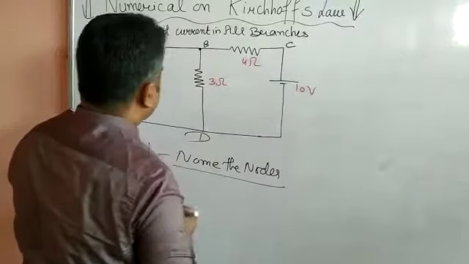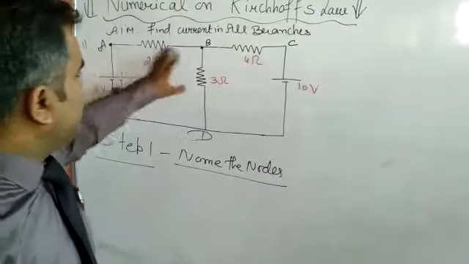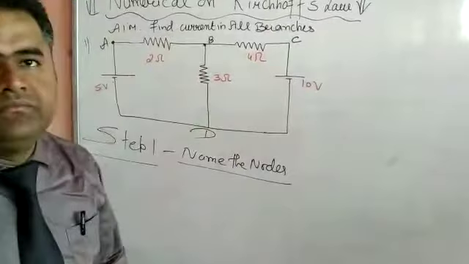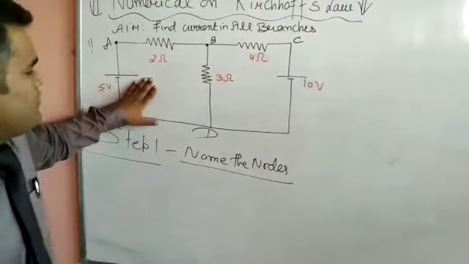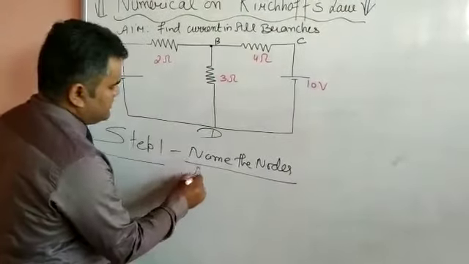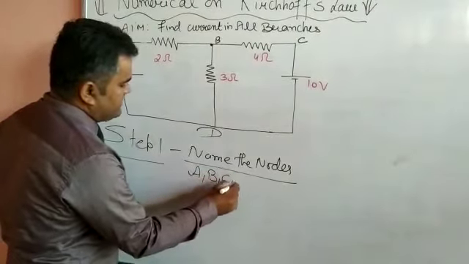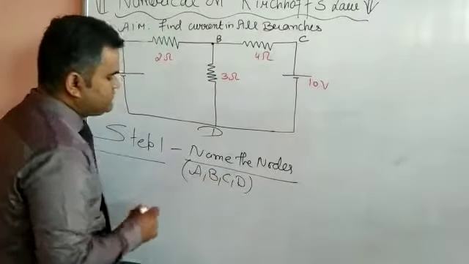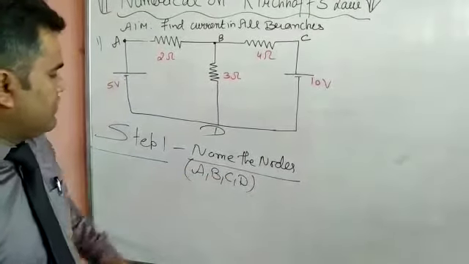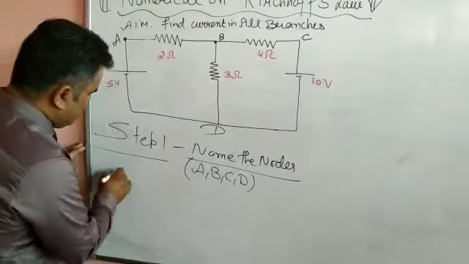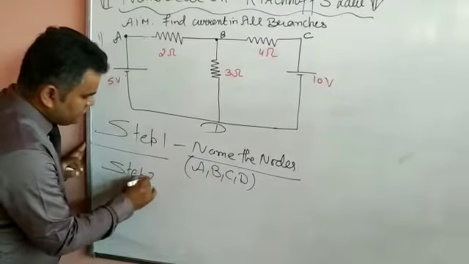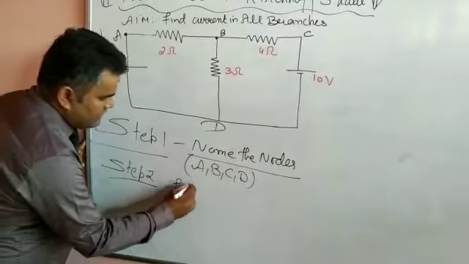This is another node. Now there are total how many nodes? A, B, C, D. Okay. So there are how many nodes? 4 nodes. A, B, C, D. In total, there are 4 nodes. Now, how many junctions are there? Step 2. Find the number of junctions.